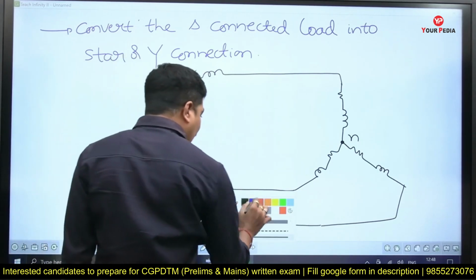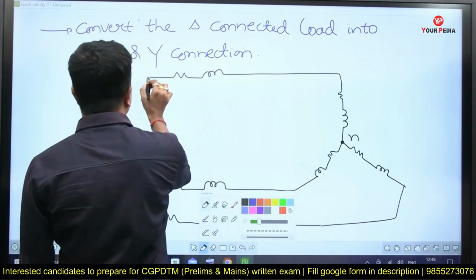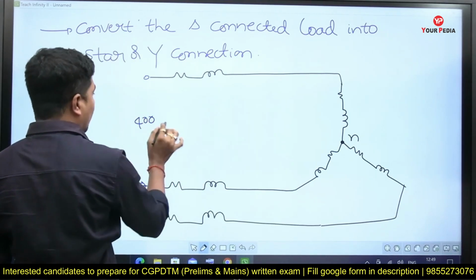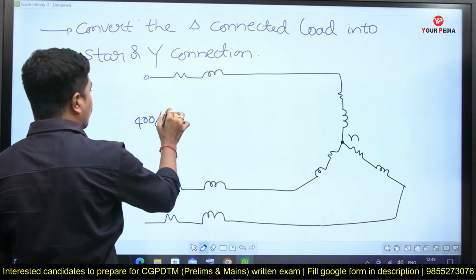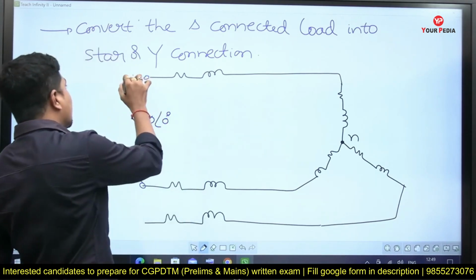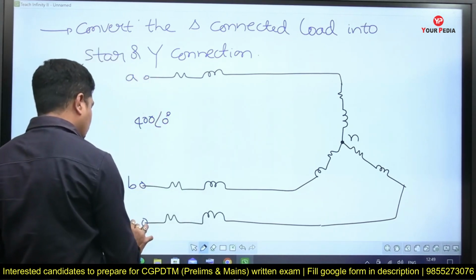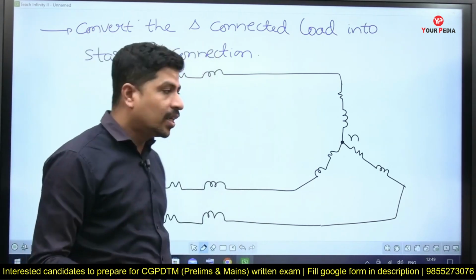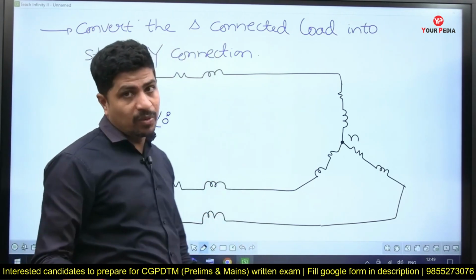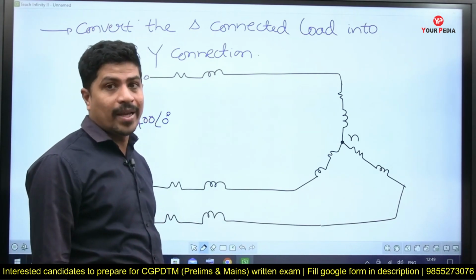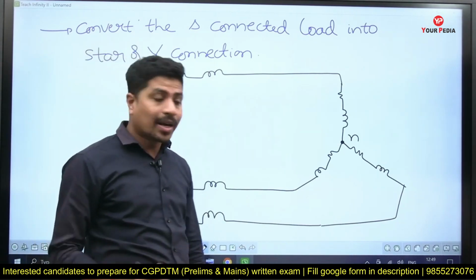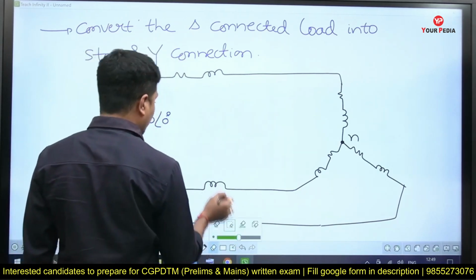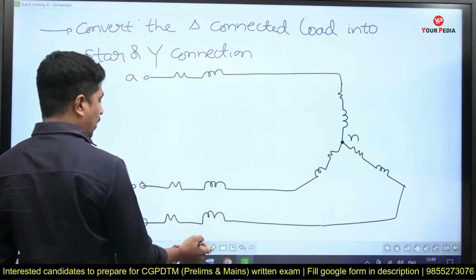Now, here I have voltage. How much is this voltage? 400, at an angle of 0 degrees. Now, this is phase A, this is phase B, this is phase C. Between two phases the voltage is 400 at an angle 0; between phase and neutral, it will be 400 by root 3 only. Yes, we have to get that point.